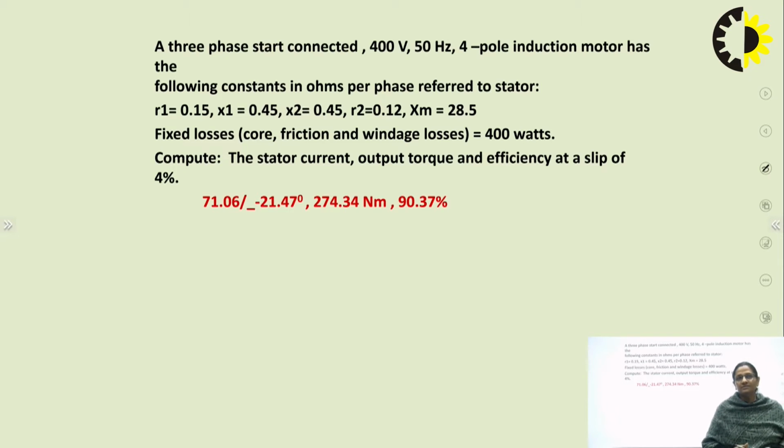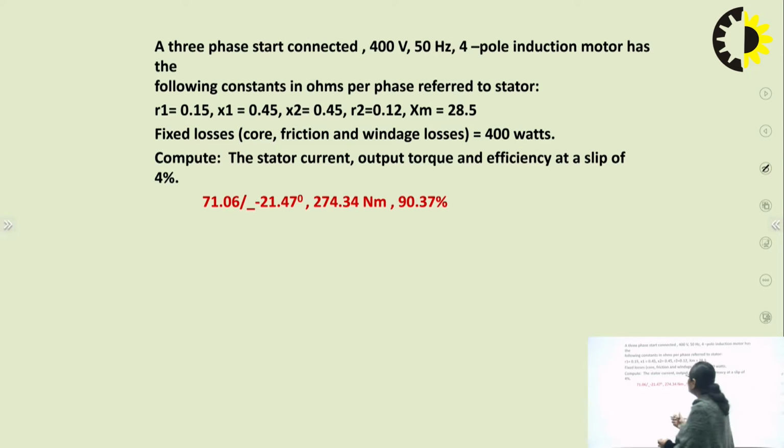The machine is star connected, that is the stator winding of three-phase induction motor is connected in star. 400 volt is the line voltage given to the stator winding. So the per phase value of the voltage must be 400 divided by root 3. The machine is getting a supply having frequency of 50 Hz standard as per our country and the number of poles for which the machine is wound is 4, right?